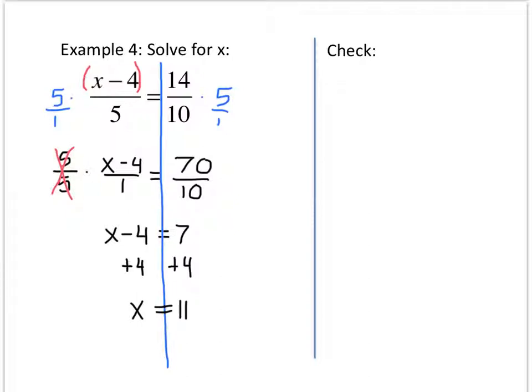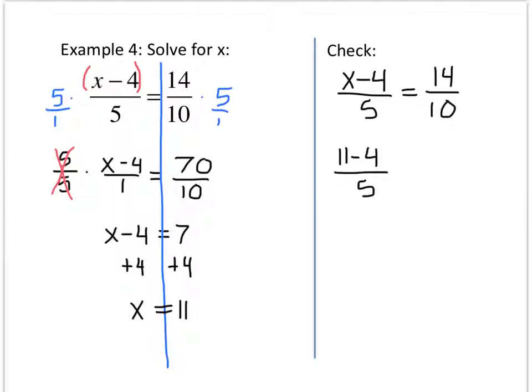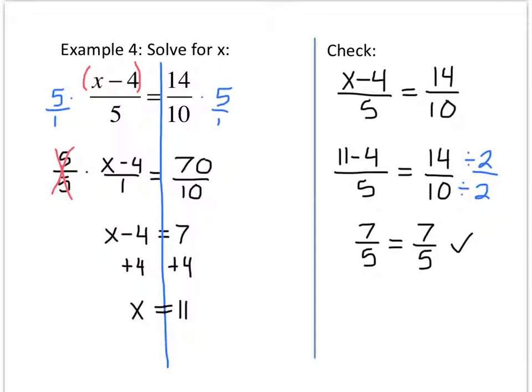And as a quick check, if we put that in over here, if I take my original equation, x minus 4 over 5 equals 14 over 10. If I plug in that 11 into the x, I notice that 11 minus 4 is 7/5, which works out well because if I divide 14 and 10 by 2, so if I divide the top by 2 and if I divide the bottom by 2, and notice we're really just dividing by 2 over 2, which is 1, I see that this does simplify down to 7/5, and that this is in fact equivalent.